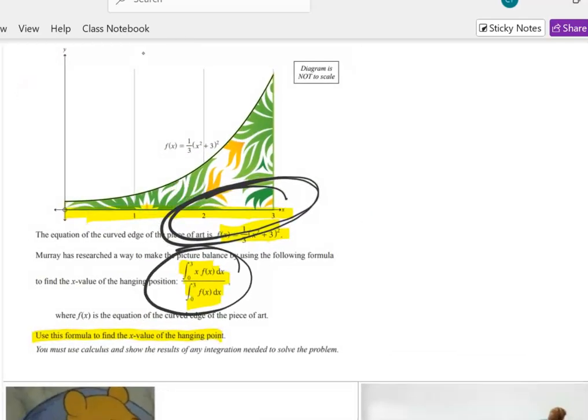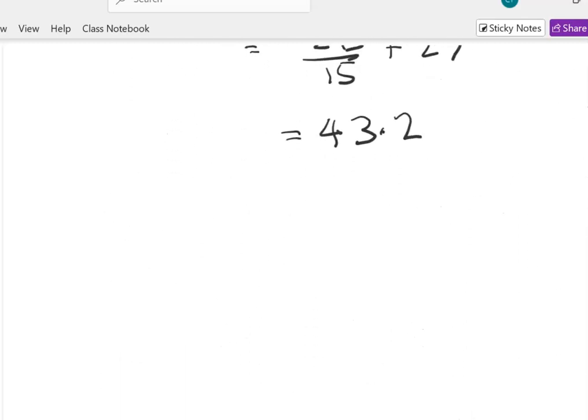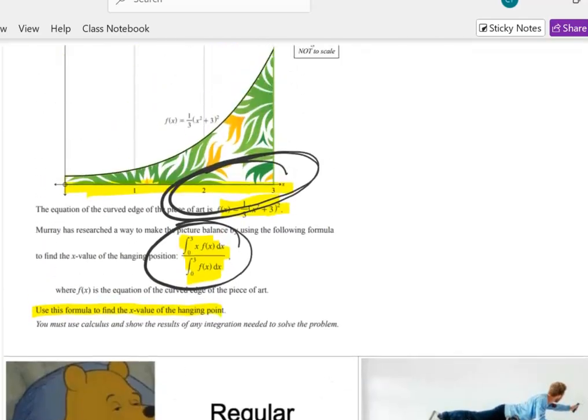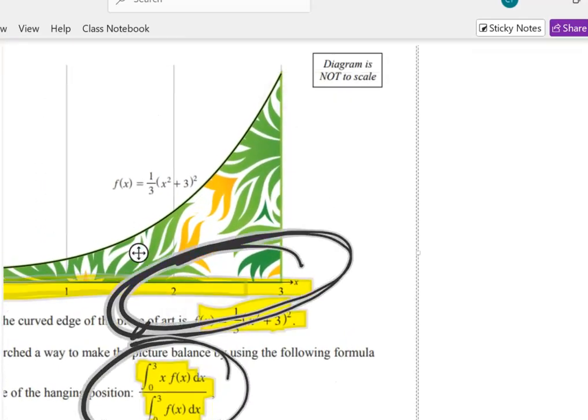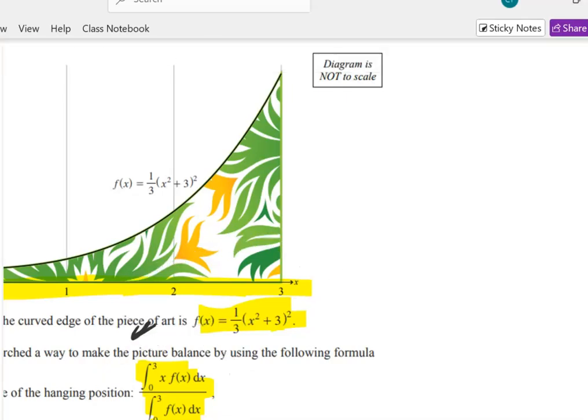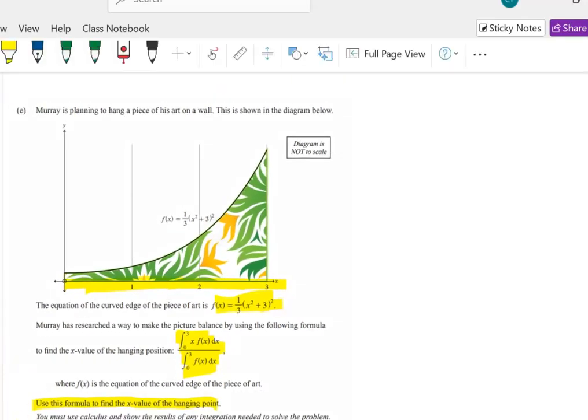So now we've got to do the very last bit of Murray's painting. Back up to here, we've got to figure out this. So we'll call it Murray's x, which is equal to 94.5 over 43.2, which equals 2.1875. And when we go back and look at the painting and we just sort of see where that's sitting, let me get rid of some of the mess on here. Here's Murray's artwork. And that's just about here, right?